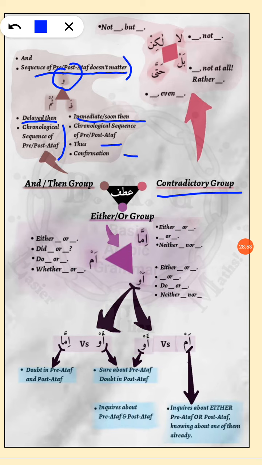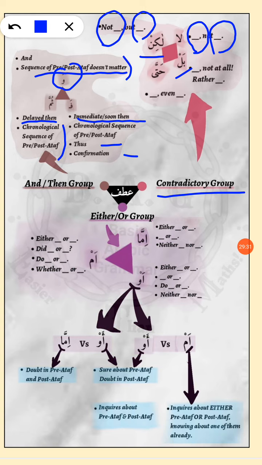All right, then we have the contradictory group, in which you are going to have four members: la, lakin, hatta, and bal. In la, you're going to mention the correct information first, and then you're going to mention the wrong information after the harf ataf. In lakin, you're going to first mention the wrong information and then negate it with the right information by using but. And then you're going to use bal if you want to put some stress.